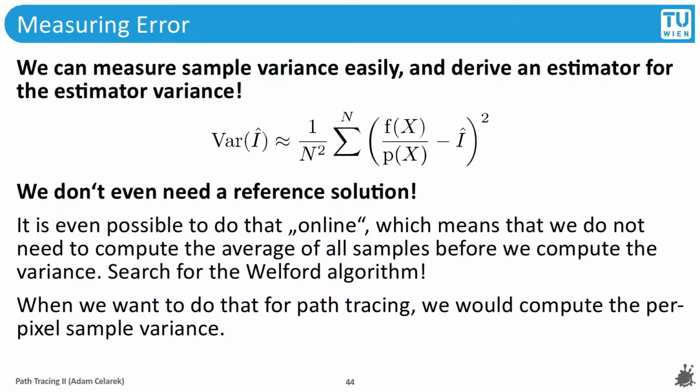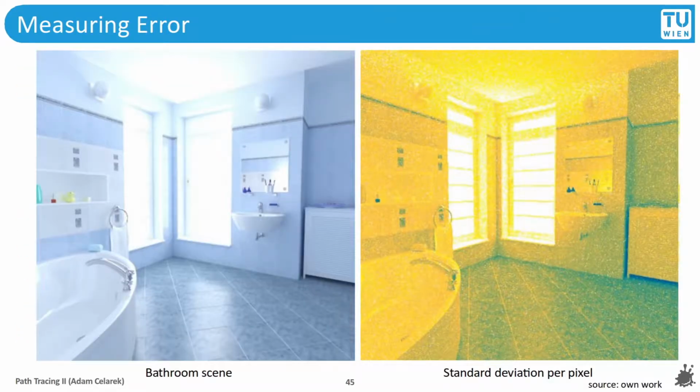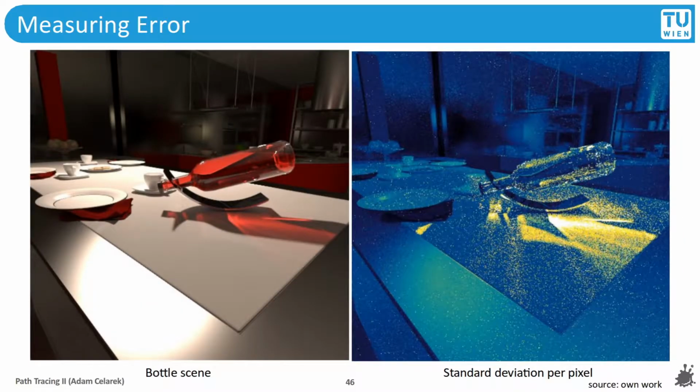Time for some examples. On the left, you see a rendering of a bathroom scene. On the right, there is the standard deviation per pixel. In my opinion, the standard deviation is preferable because of the linear scaling, while variance has a quadratic scaling. Here you see another example, and we can clearly identify that the caustic is problematic for the path tracing algorithm due to the high standard deviation.